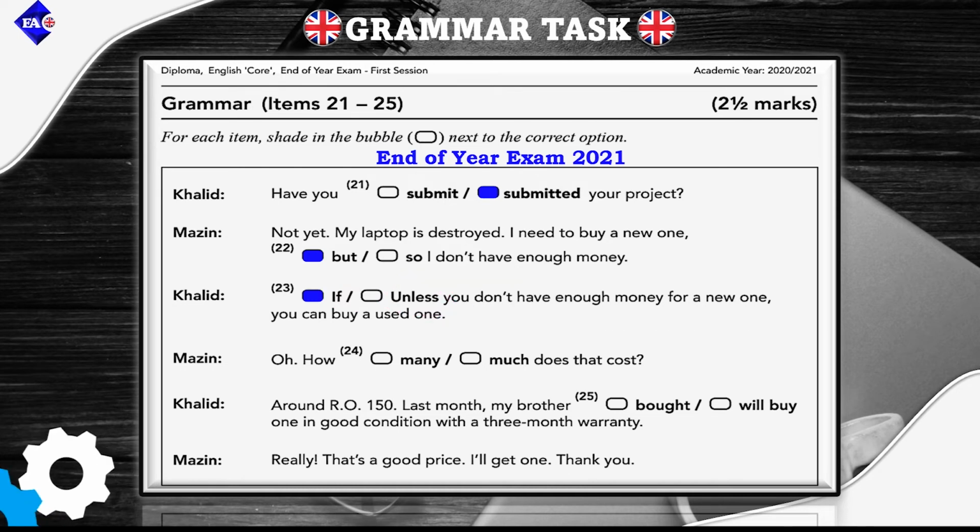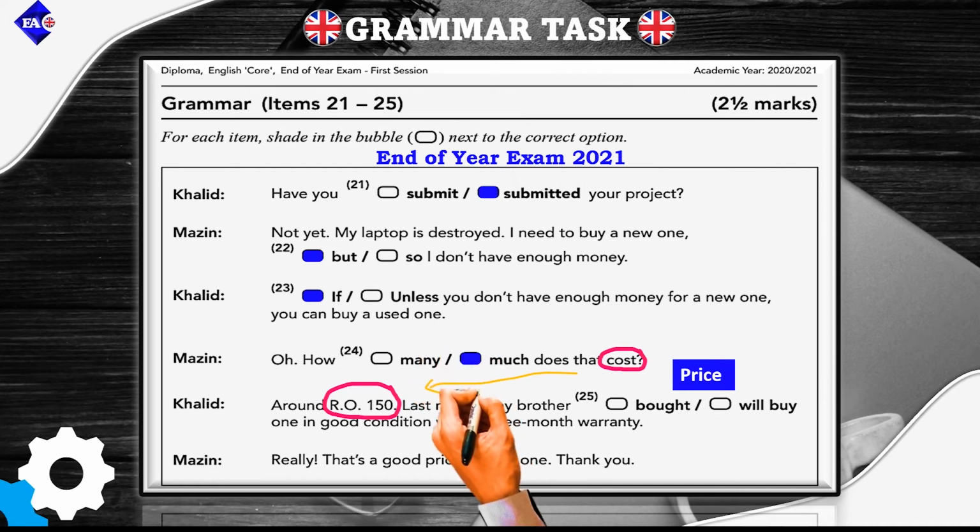In the next example, we have a question. So we need to go ahead in the conversation and check what the answer is about. In this case, we have the expressions cost and 150 Omani Riyal, which refer to the price of a used laptop. So the correct option is definitely much. And the question becomes, how much does that cost?